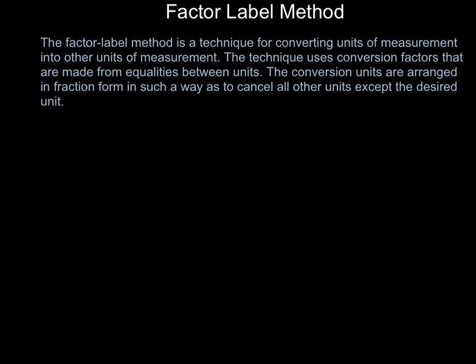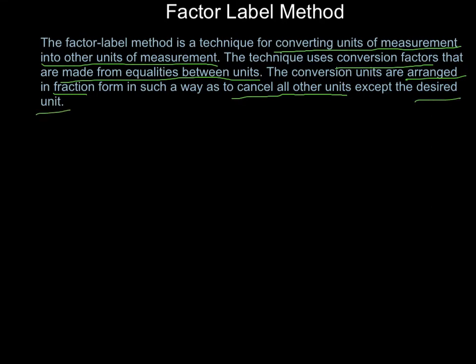This is a video on how to use the factor label method for converting units of measurement into other units of measurement. Very simple. We use conversion factors that are made from quantities from each unit, or different units, and they're arranged in a fraction. And the key thing is the units cancel other units out, except for the desired unit. So let's do a problem that shows how this works.